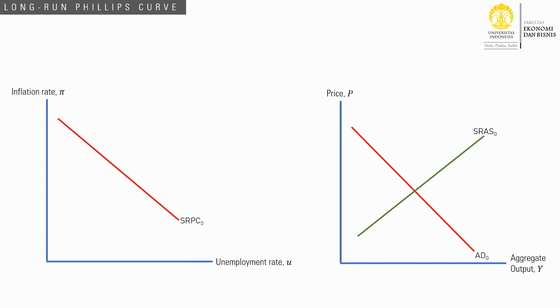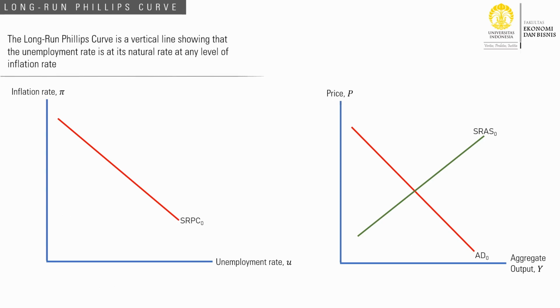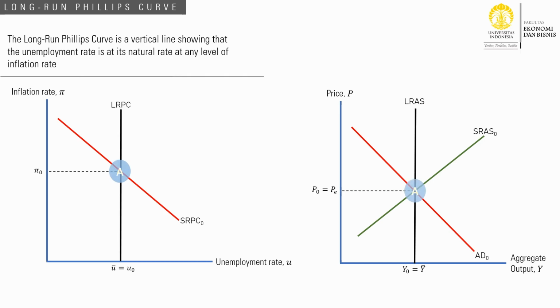Now, how about the long-run condition? In the long run, inflation and unemployment are largely unrelated. The consequence is the long-run Phillips curve is a vertical line like the LRAS curve. Unemployment rate is at its natural rate without any influence from inflation. To make it clear, suppose that we have this initial condition. When there is this inflationary monetary policy, the AD curve shifts to the left from AD0 to AD1.